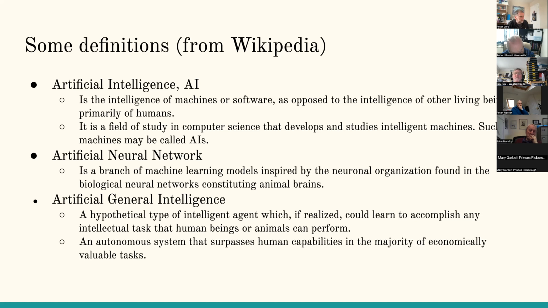Artificial neural network is a branch of AI or machine learning, which is trying to implement AI with a structure which is similar to how our brains work. And then there's artificial general intelligence. If we get really, really clever with artificial intelligence, they could become intelligent enough to work out any potential problem by themselves.